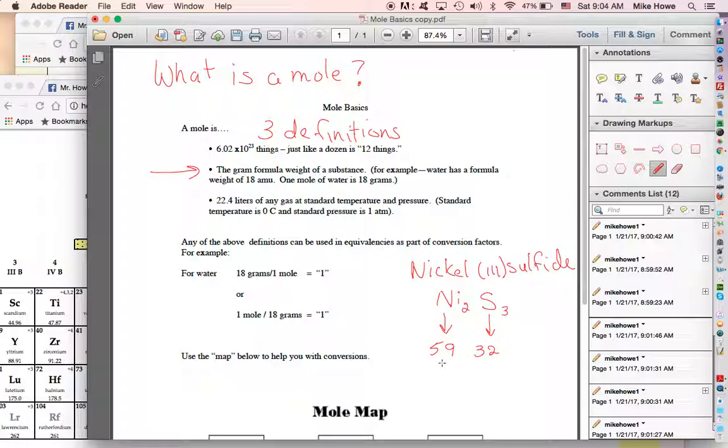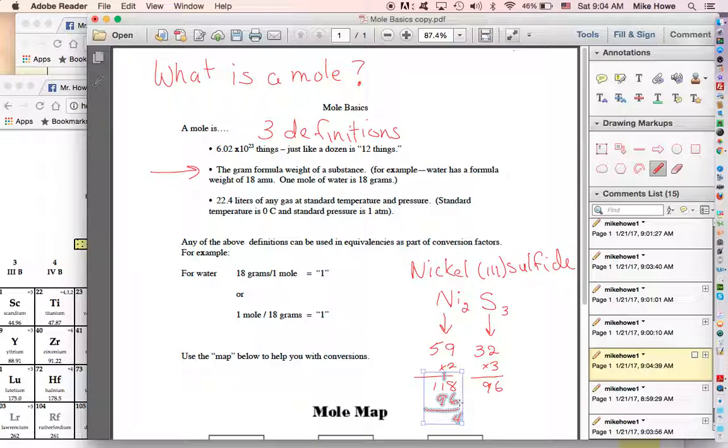So we have to take this 59 and multiply it by 2. It is 118. Okay, and sulfur is 32. We have to multiply it by 3. So times 3, and we end up with 96. All right, so now the total weight of this compound is 118 plus 96. So we'd have a 14, 4, 1. That's a 2, and an 11, and carry another 1.